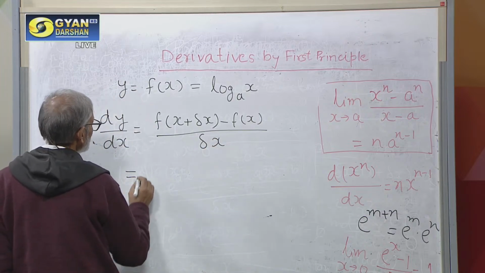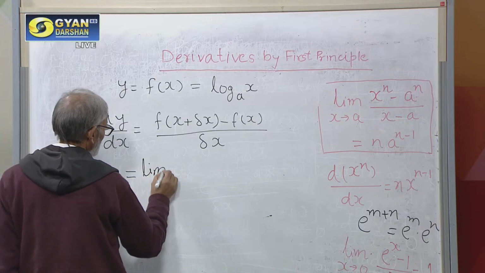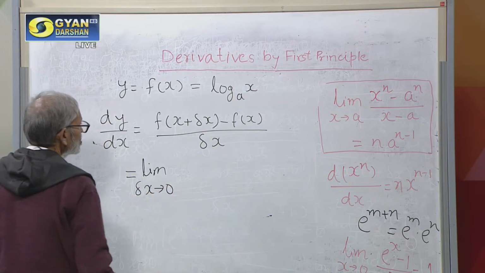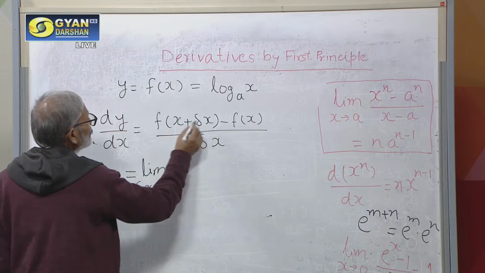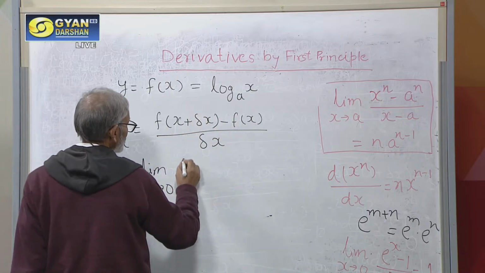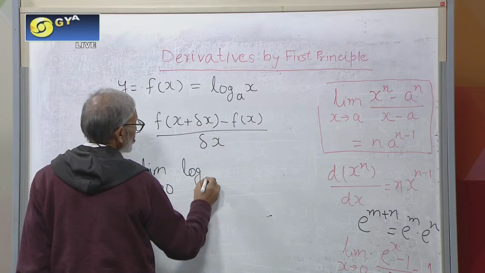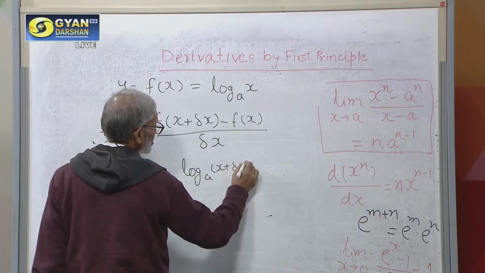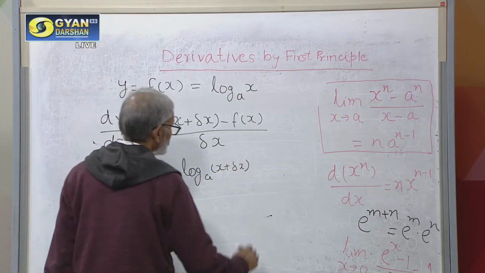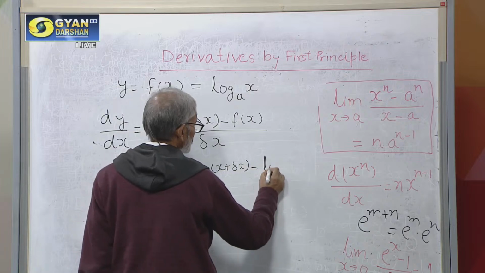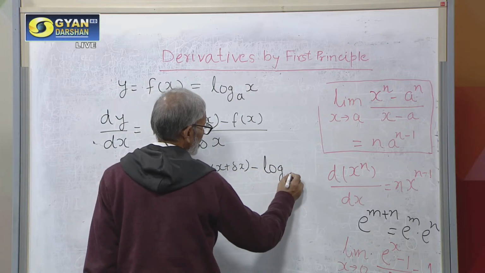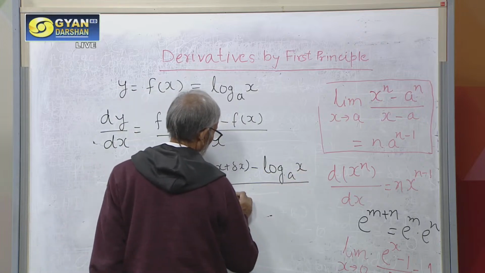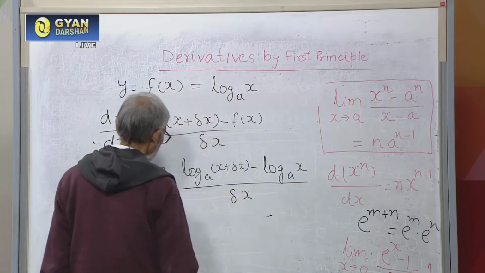So, it will be limit delta x tends to 0. f(x plus delta x) will be log a (x plus delta x), minus log a x, f(x), divided by delta x.